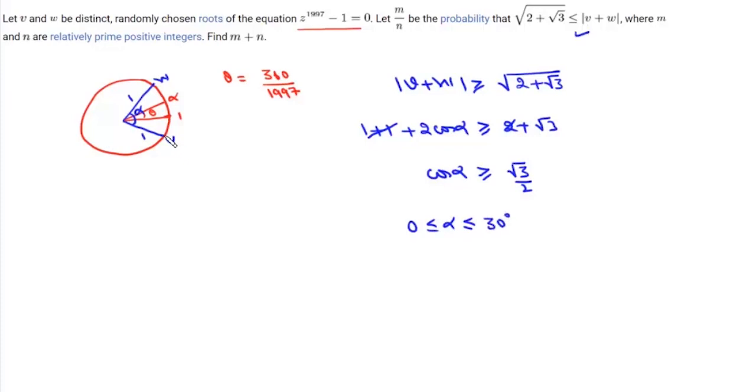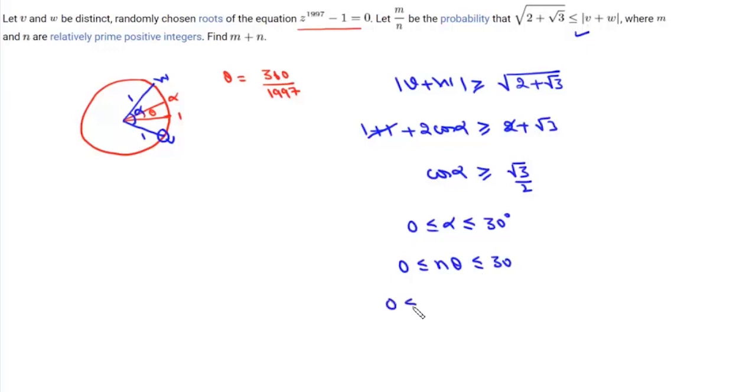Now suppose we choose any one root, then for this condition to be true, we have to choose the other root so that this angle is less than or equal to 30. Now we need to find how many choices do we have for such cases. So it will be 0 and then n times theta should always be less than or equal to 30.